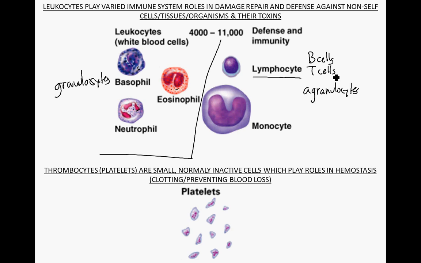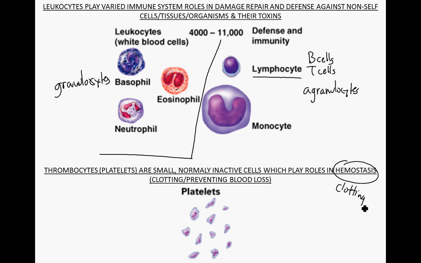Lastly, the thrombocytes or the platelets. These are small, normally inactive cells, which play roles in hemostasis, and hemostasis is the fancy word for clotting, maintaining the blood inside of you there. Okay, so these platelets are really little teeny tiny small cells. They have little nuclei that will stain, right? And under the light microscope, they're really difficult to distinguish sometimes. So you have to be at a relatively high power, if not under oil, sometimes to really see them.